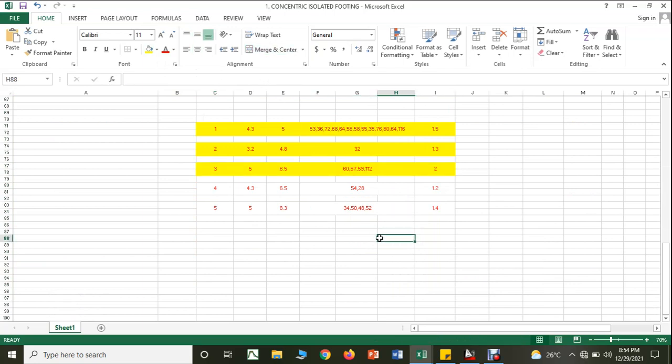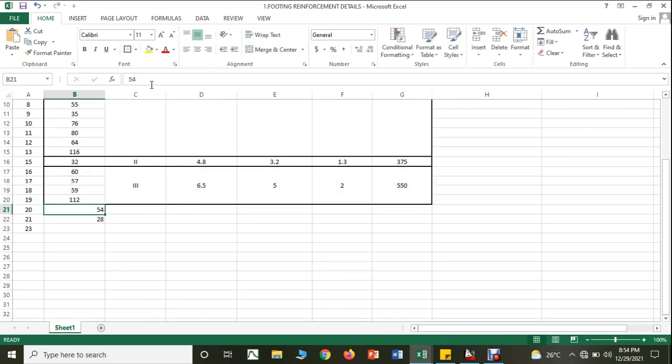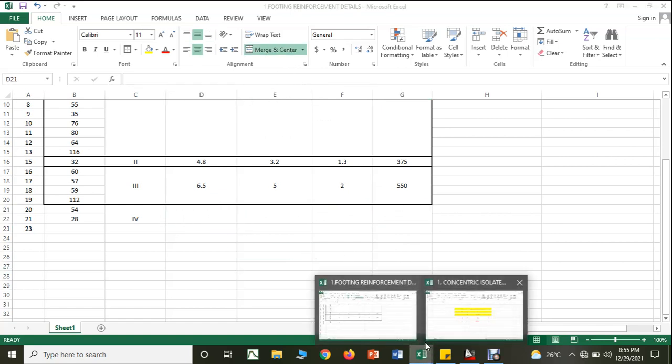Then what is the next set you have? The next set is column number 54 and 28. If you want these things I'll do them. So that is the fourth group, right? Here, here, here, here.